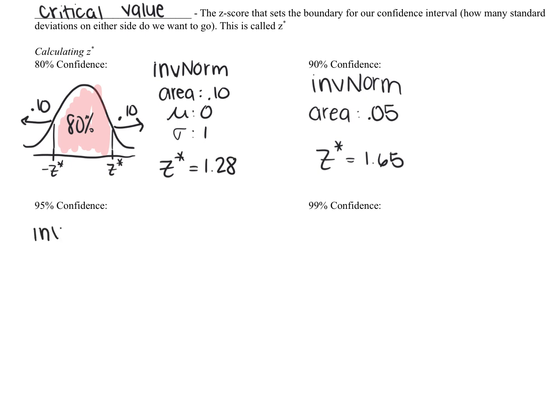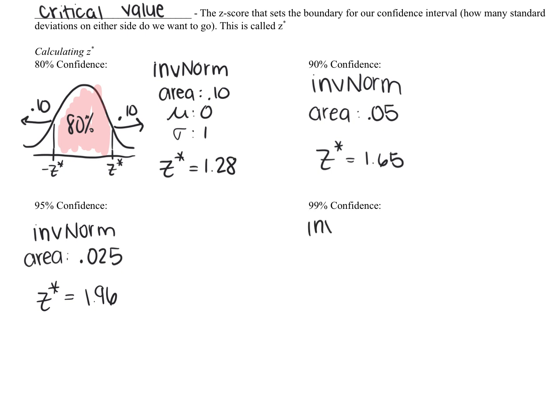For 95% confidence, we're going to have invNorm. So we have an area of 5% that gets split evenly, which is 2.5%, which is 0.025. Which gives us a z critical value of 1.96. So we can see the more confident we want to be, the larger the z critical value, because it's more standard deviations to include more of the data.